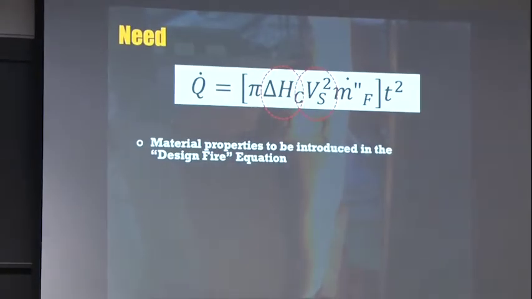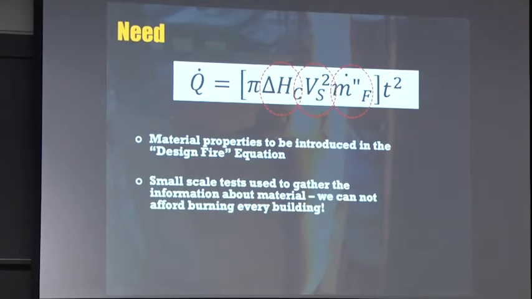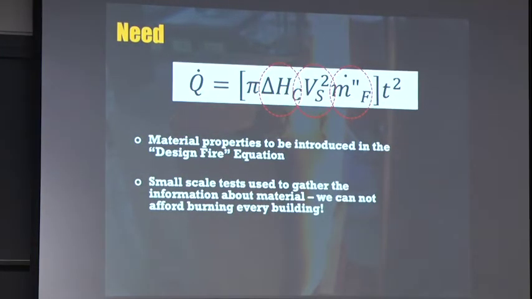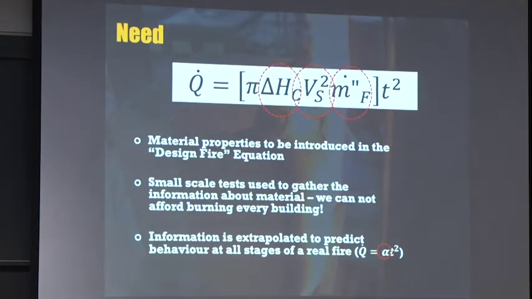Okay? So material properties, as we did yesterday, we're going to be introducing them into the equations by means of this design fire, no? So we get the alpha T squared. And so we're going to take the heat of combustion, the flame spread velocity, and the burning rate. And effectively, we're going to find some sort of scale test that is going to eventually lead me to this alpha.